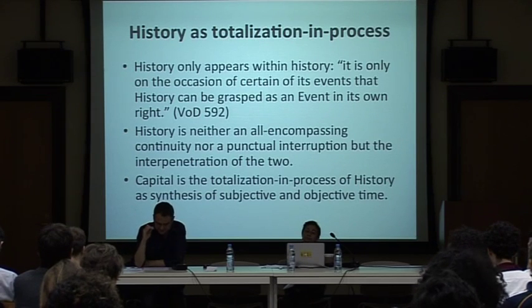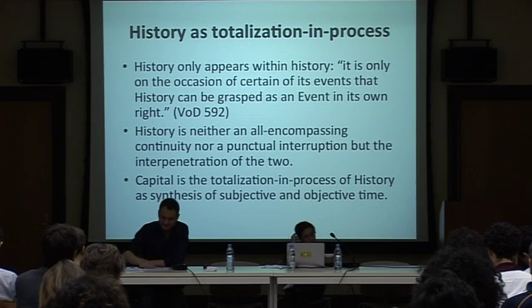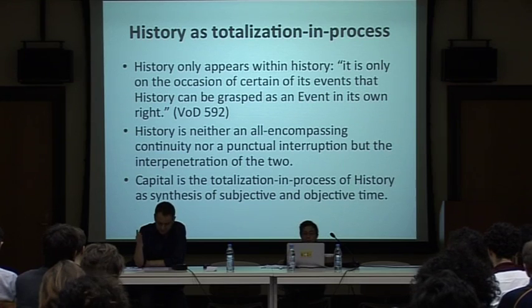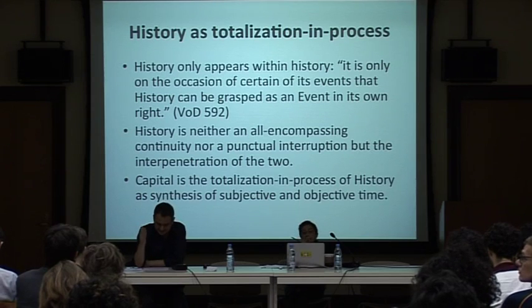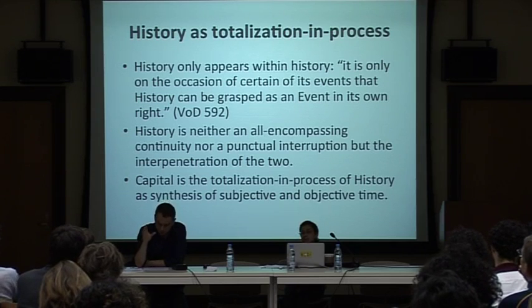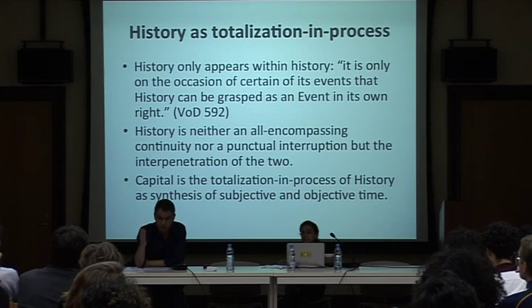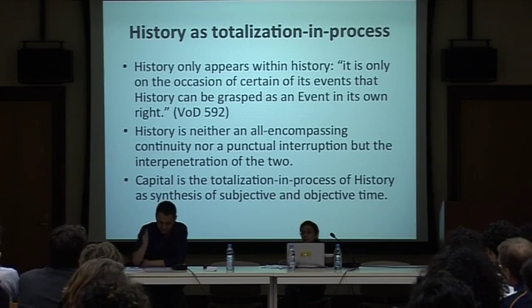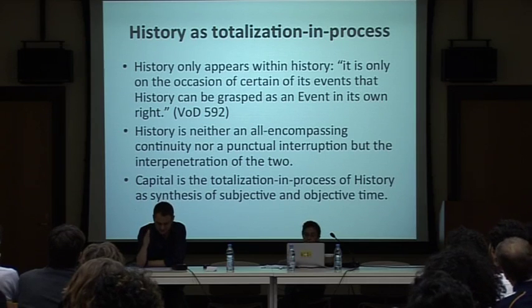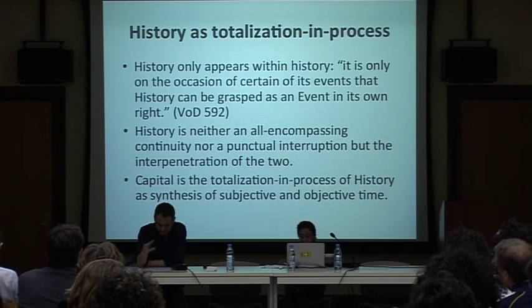Thus, history is neither an all-encompassing continuity nor a punctual interruption, but the interpenetration of the two. And more importantly for Jameson, it's not consciousness or narrative whose synthesizing acts make history appear. The synthesizing power that gives form to the formless multiplicity of temporalities, drawing them all into its orbit, is not subjectivity but capital as motor of globalization. Capital is the totalization in process of history as synthesis of subjective and objective time.